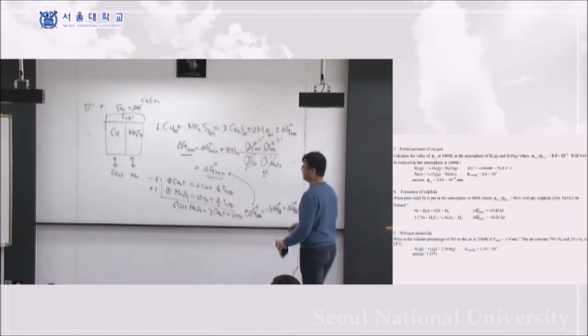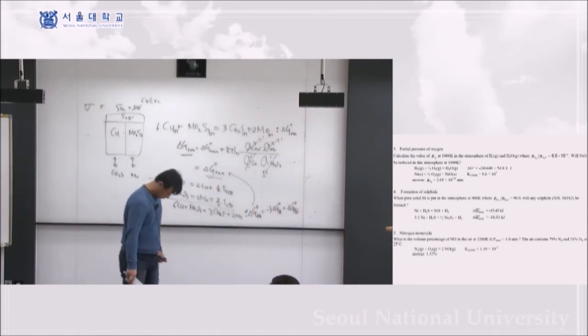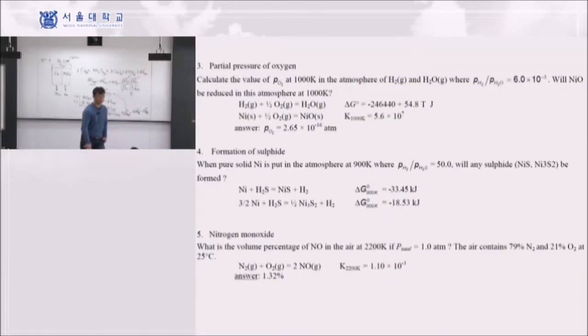Okay, let's look at question number 3. Calculate the partial pressure of O2 at 1000 Kelvin in the atmosphere of H2 and the H2O gas, and the pH2O over pH2 ratio is 6.0 times 10 to the minus 3. Under this condition, first calculate the partial pressure of O2, and then will the nickel oxide reduce to nickel metal or not? So there are 2 questions here. Is it okay?